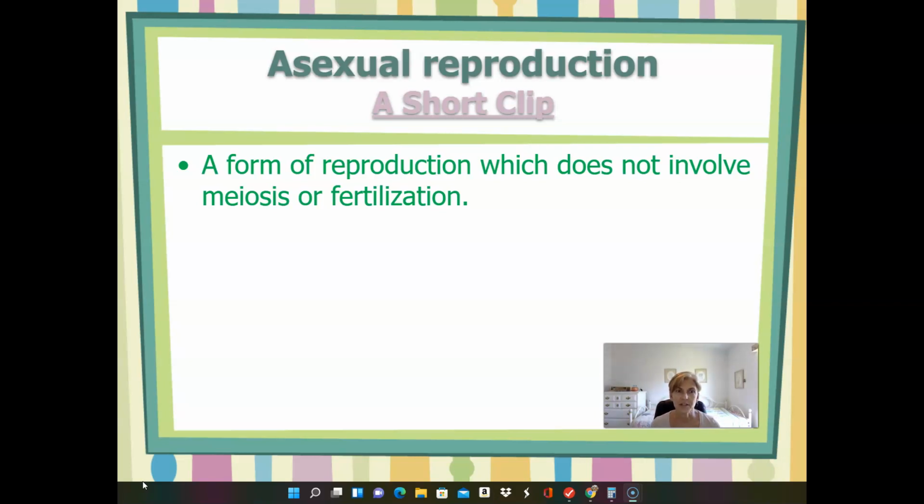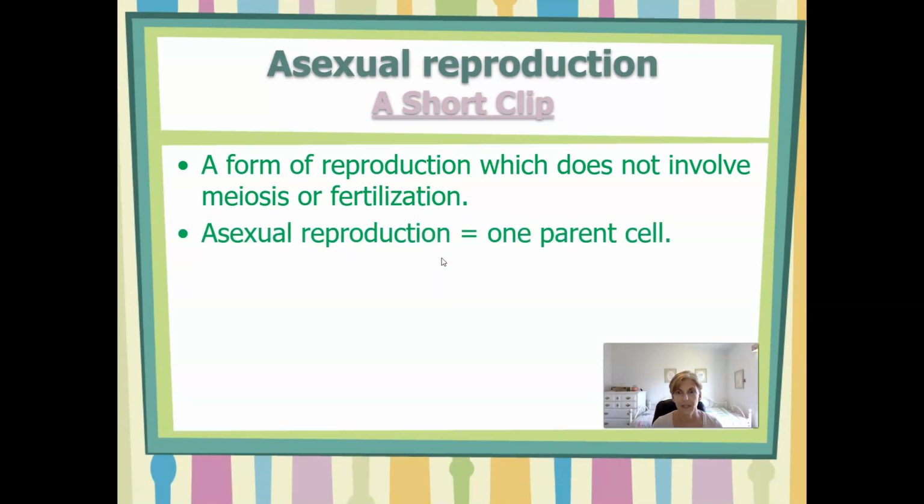So asexual reproduction is a form of reproduction which does not involve meiosis or fertilization. Meiosis we haven't started talking about yet, but we have talked about mitosis. Mitosis is used during asexual reproduction. Fertilization, combination of two cells, is not needed for asexual reproduction. So only one parent cell is needed.